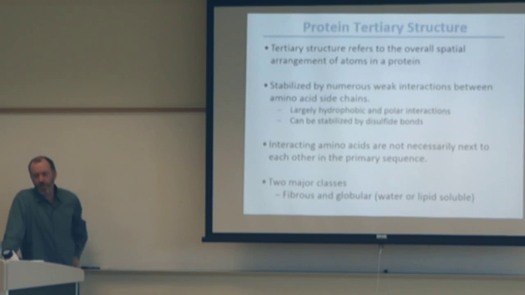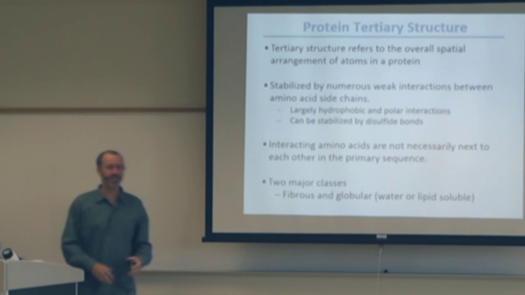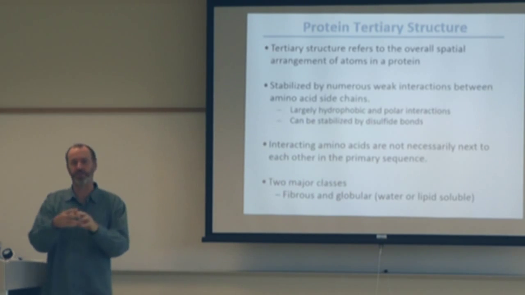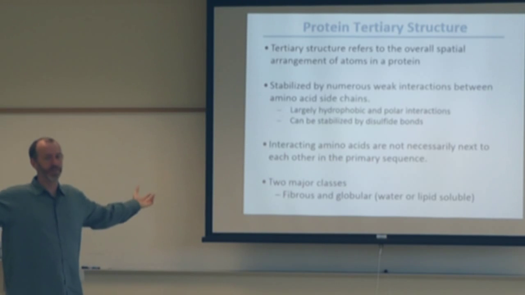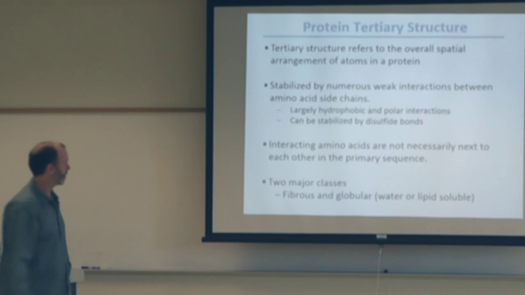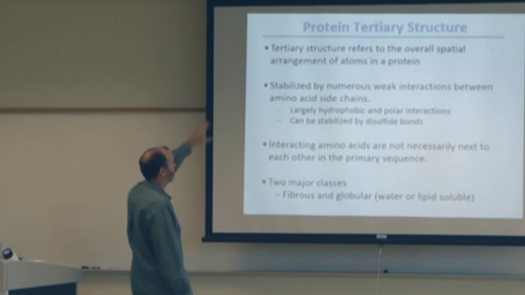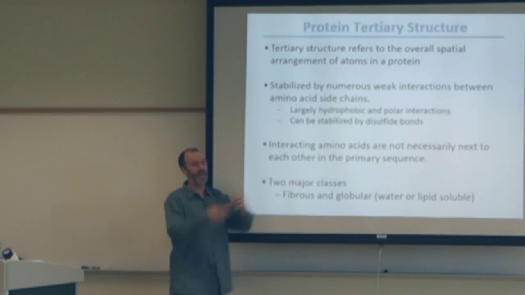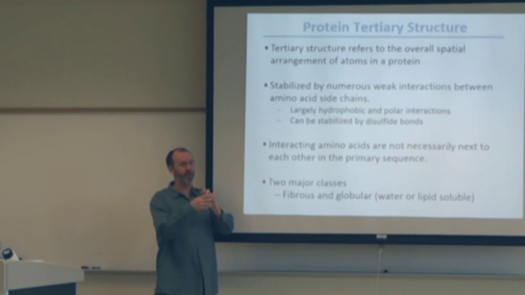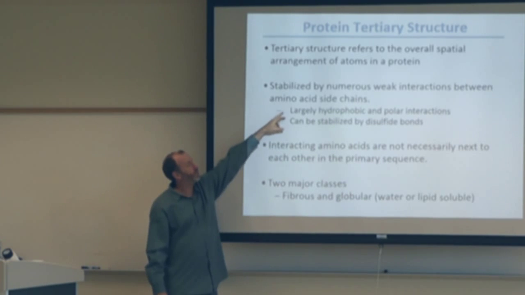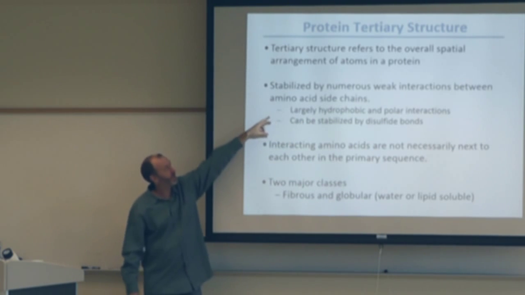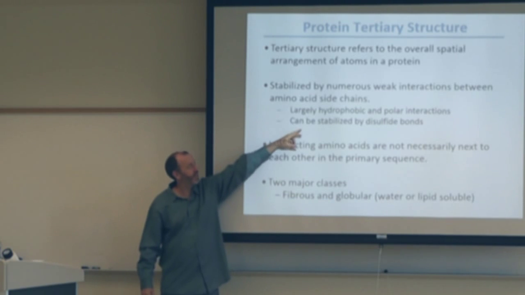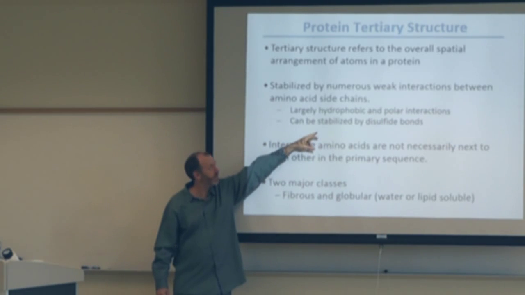So the protein tertiary structure, what was tertiary structure? Third level, yes. That's just the one polypeptide chain. You're going to have secondary structures interacting together to form that tertiary structure. So it's the overall spatial arrangement of all the atoms in one protein or polypeptide, stabilized by numerous weak interactions between amino acid side chains, largely the hydrophobic and polar interactions.